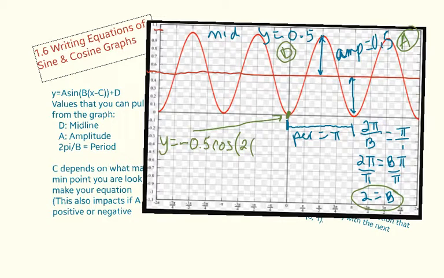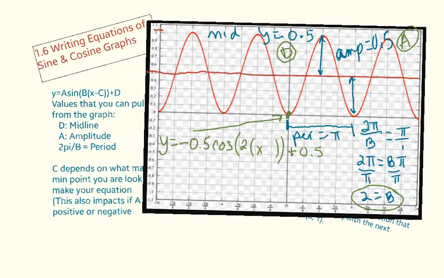And I need another set of parentheses, and here is where my translation left or right would come into play. If this point did not fall right here on the y-axis, then it would be translated, but this guy is on the y-axis, so it is not translated. So my c value is actually 0 in this question, or for this particular equation. And then at the end is the plus d, that's my midline, so that's 0.5.